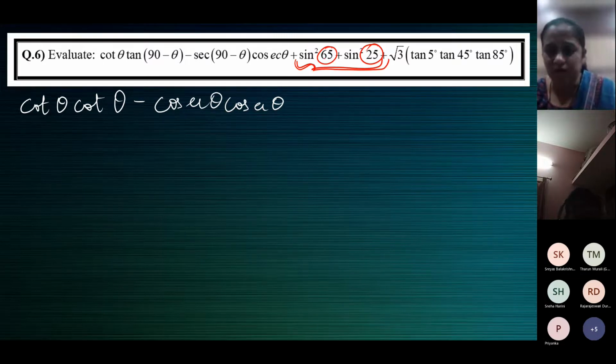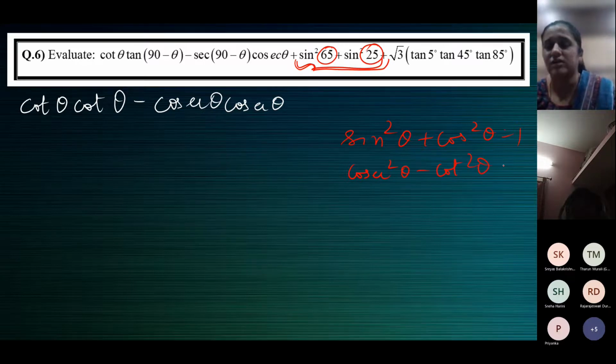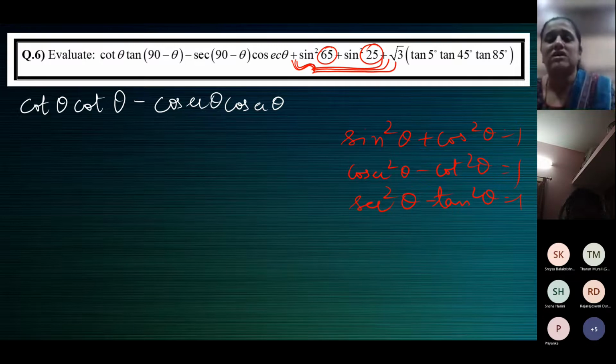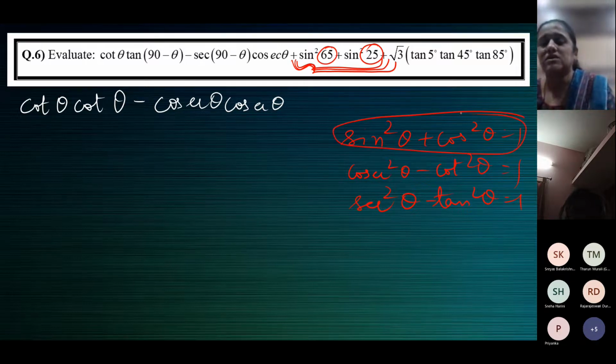It should occur to you that all the trigonometric identities go like this. Sine square theta plus cos square theta is 1. Cosecant square theta minus cot square theta is 1. Secant square theta minus tan square theta is 1. So when you read something with a square, like sine square 65 plus sine square 25, you must realize that it should be converted to look like this identity, sine square theta plus cos square theta. For which you must make the sine square 25 degrees into cos square 65 degrees. Then you can use the identity.